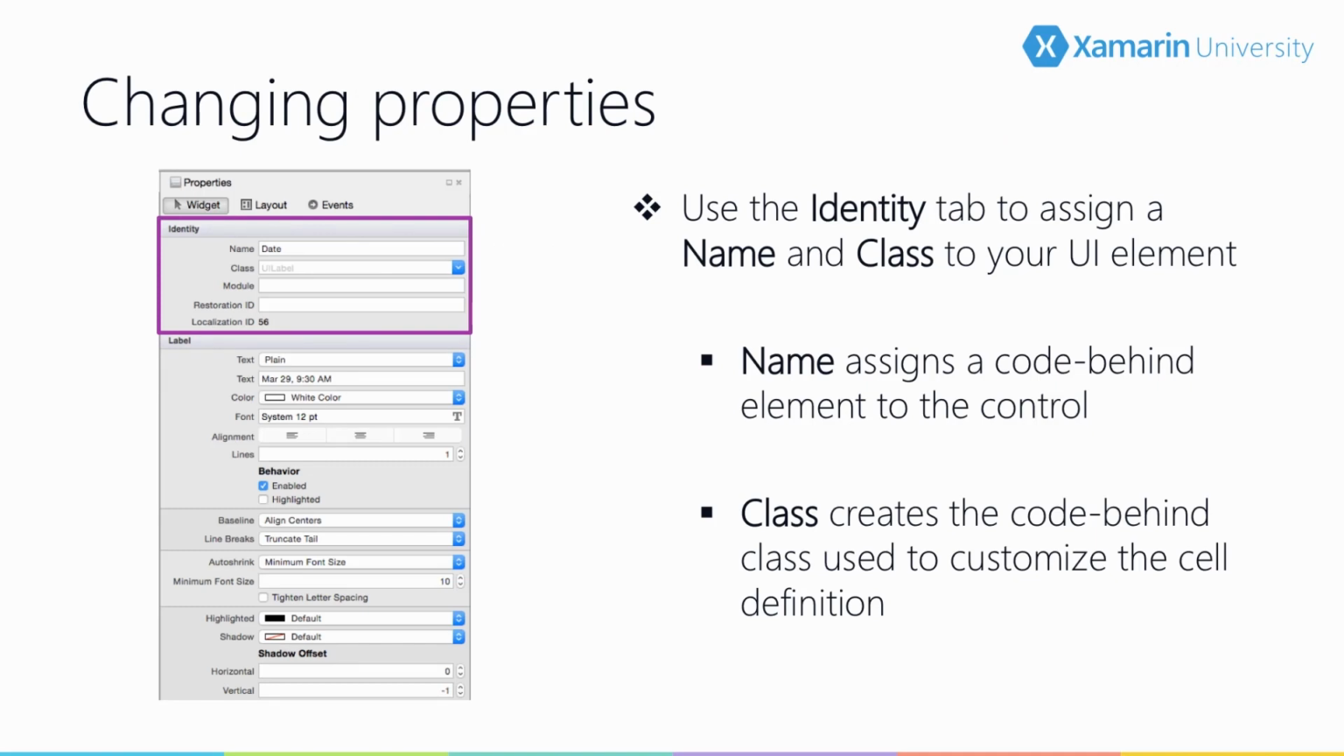You'll use the Properties pane to control the properties of both the TableView cell and its child views. In the Identity section, you can set the class and name fields. For the TableView cell, you'll assign a class name to create a backing class. And don't forget to provide names for any child views that you'll need to dynamically update from your code behind.